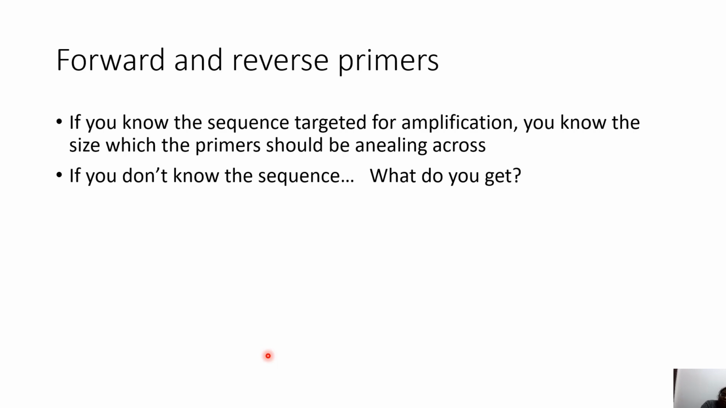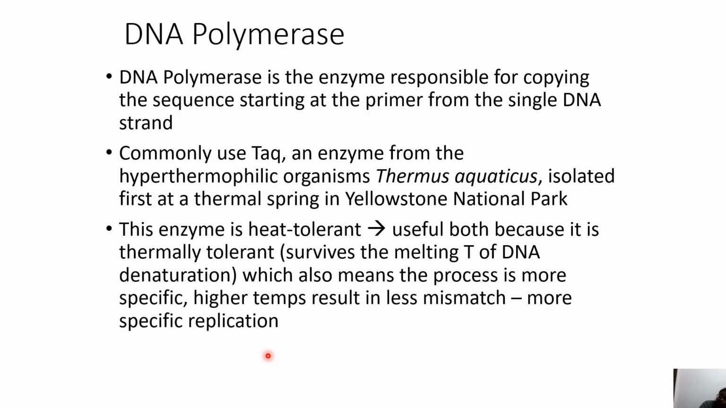Now for forward and reverse primers, if you know the sequence targeted for amplification, you know the size the primer should be annealing across. And if you don't know the sequence, what do you get basically? What is DNA polymerase? It's an enzyme responsible for copying the sequence starting at the primer from the single strand.